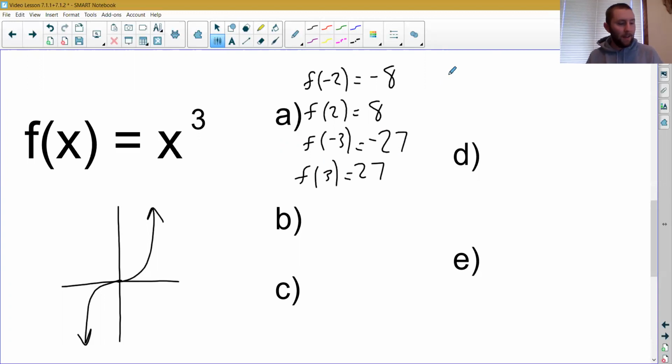And then, again, I'm going to need my calculator for the decimals. 1.721 to the third power gives me 5.097. So I would say f of 1.721 is 5.1 approximately, right? 0.097 is about 0.1. And then I'll do the same thing with the negative.